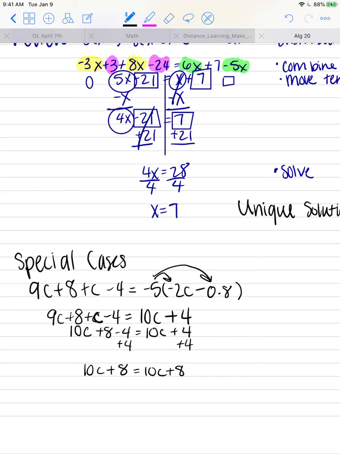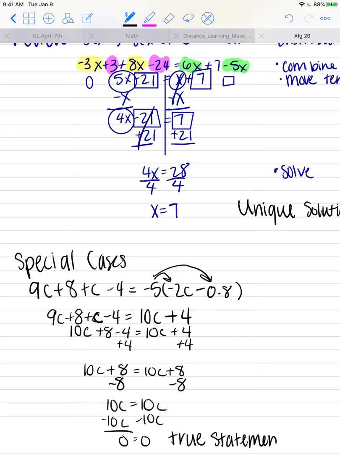And the reason being is if we wanted to move our variables to one side and move our constants to the other side. So if I said minus 8, that would give me 10c equals 10c. And then I could subtract 10c from both sides, right? And that would give me 0 equals 0. This is a true statement. And what I mean by true statement is that both sides of the equal sign are the same. The two numbers equal each other.